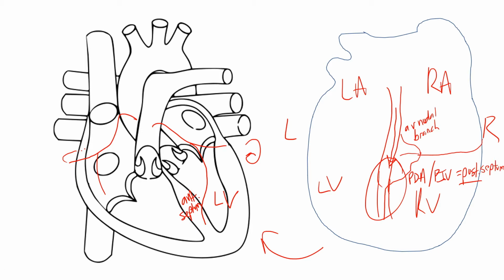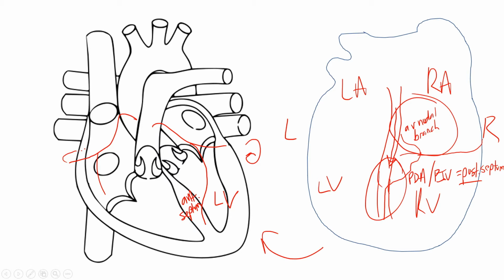Okay? Now, I've seen sources that try to say that the posterior descending artery supplies the AV nodal branch. Well, maybe slightly, but really, if you want to be more correct, the AV nodal branch, which is a separate branch that's more superior, that's basically above the posterior descending artery, is the one that supplies the AV node. But both of them are off the right coronary artery.